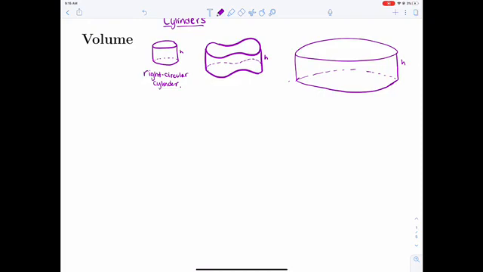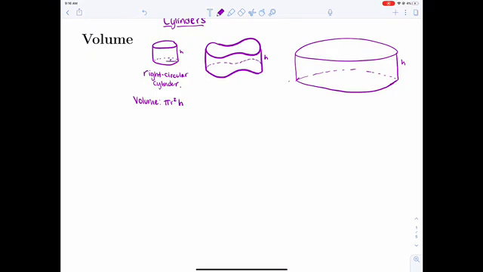And then the top is parallel to the base. And if we wanted to calculate the volume of this, then we have pi r squared h, where r is the radius of the base.